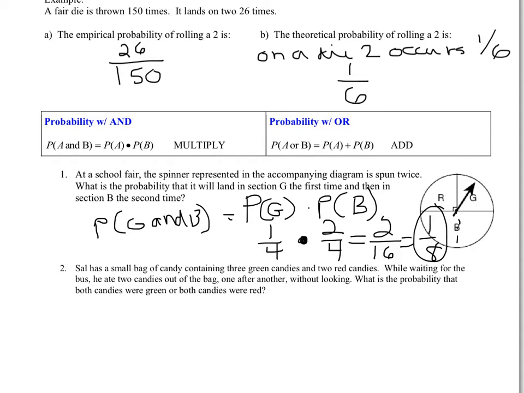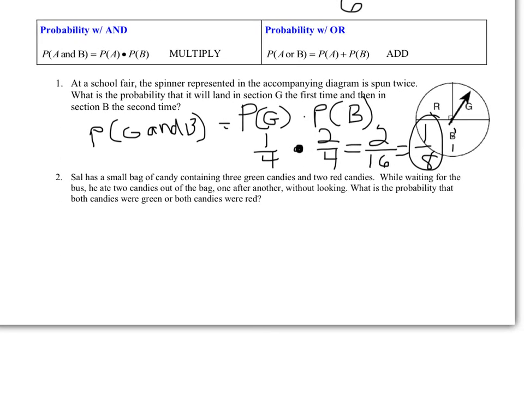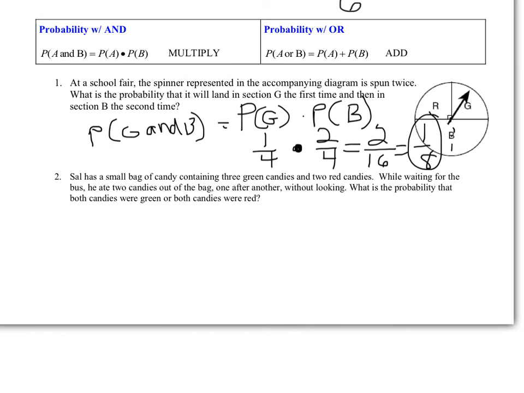Example 2. Sal has a small bag of candy containing 3 green candies and 2 red candies. While waiting for the bus, he ate 2 candies out of the bag, one right after the other, without looking. What is the probability that both candies were green or both candies were red? Alright, so here we go.